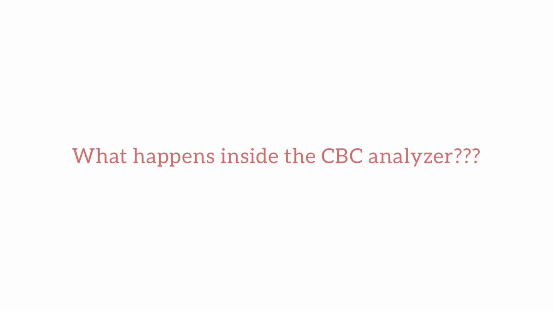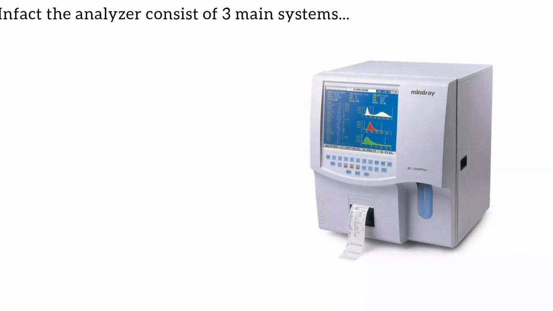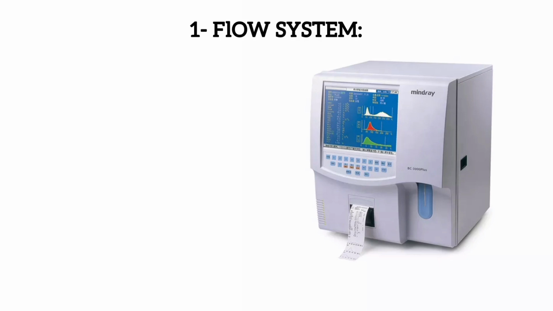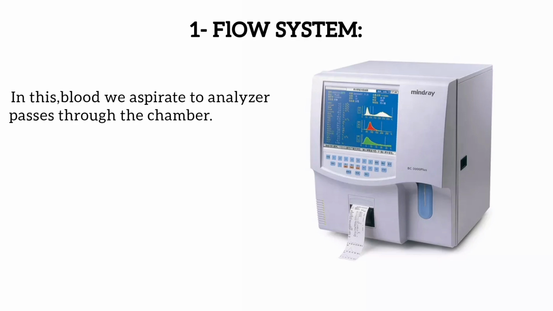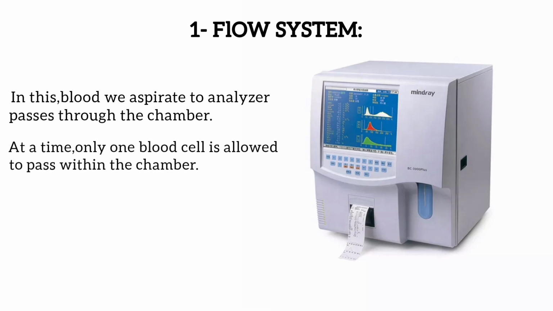Now the question is, what happens inside the CBC analyzer? In fact, the analyzer consists of 3 main systems. First one is the flow system. In this, the blood we aspirate into the analyzer passes through the chamber. At a time, only one blood cell is allowed to pass through the chamber.